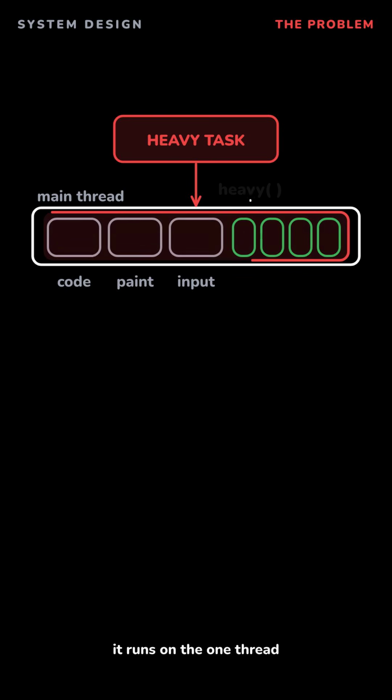Then you need to do real work. Parse a huge file or crunch a million numbers. That heavy function starts running on the one and only thread. And while it runs, the thread is busy. It cannot do anything else at all.